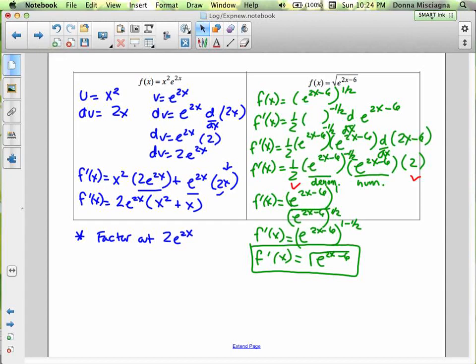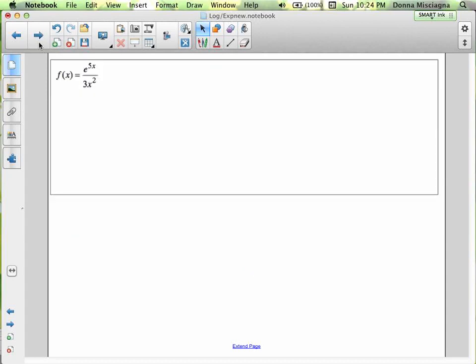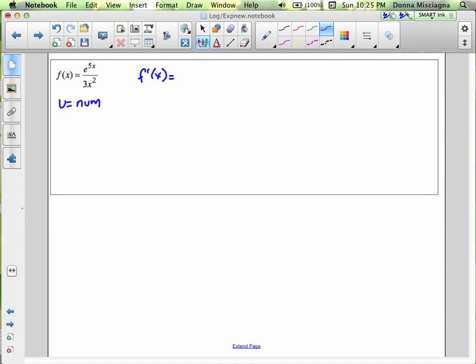All right, so let's continue on with the last problem. And that's this one here, and we have a quotient rule. It's a reminder on the quotient rule that our derivative is going to be, so u is the numerator, abbreviate, and v is the denominator. It's going to be the denominator times the derivative of the numerator minus the numerator times the derivative of the denominator, all divided by the denominator squared.